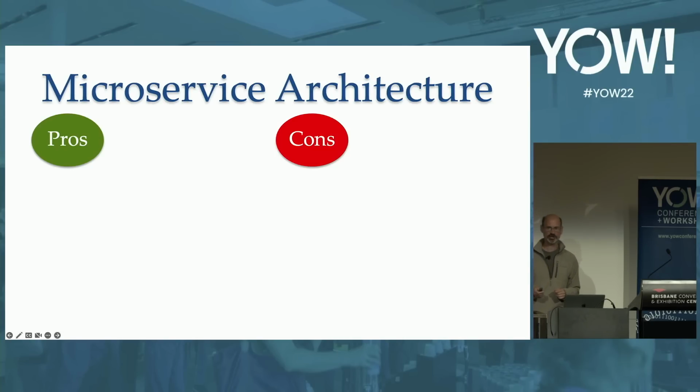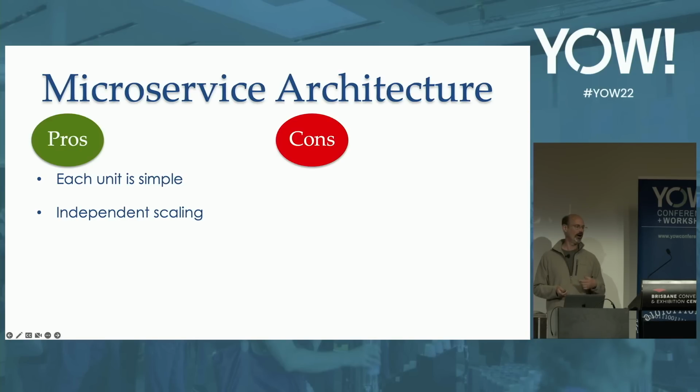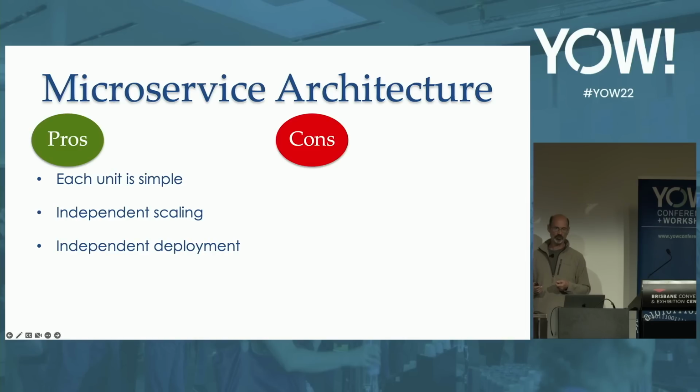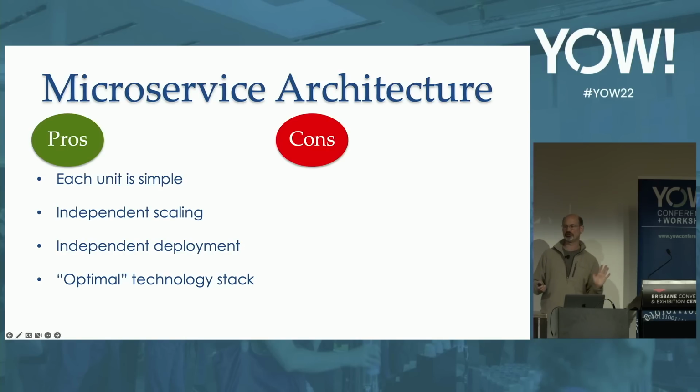Okay, just like the monolithic architecture, the microservice architecture also has pros and cons. So the pros here are that now each individual unit is simple. We can independently scale those individual service units. We can independently deploy those service units. That's one of the reasons why we moved to this architecture. And then we have the option to choose a separate technology stack, if we so choose, when it's appropriate for particular services separate from other services.